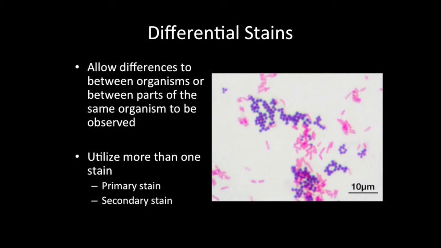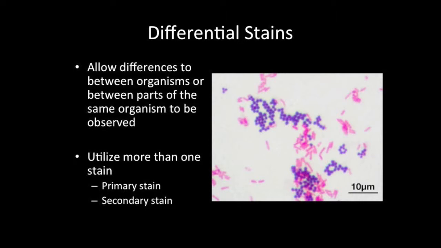Differential stains permit the observer to see cell size, cell shape, and cell arrangement like simple stains do, but unlike simple stains, they also allow us to gather information about other features. For this reason, differential stains are more commonly used in the lab than simple stains are.